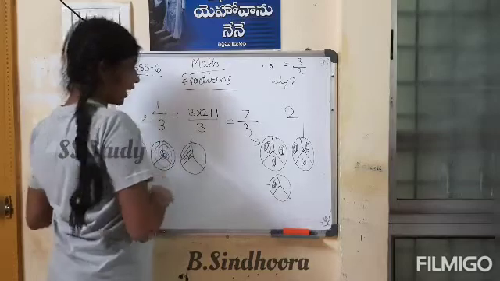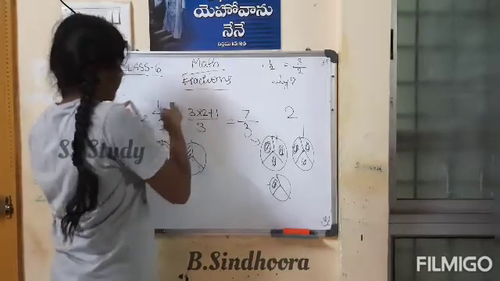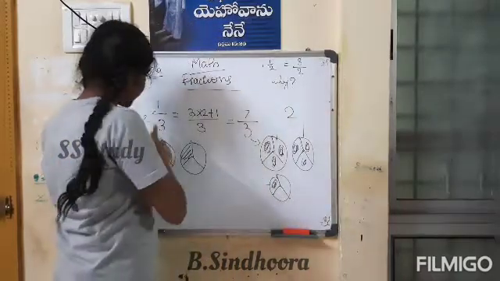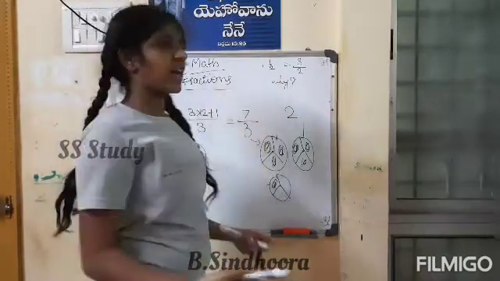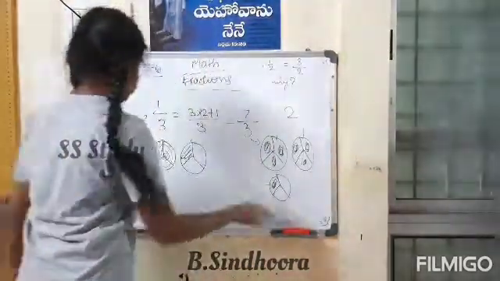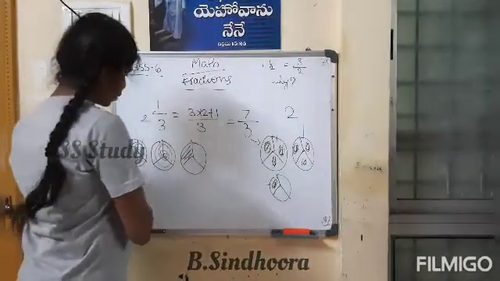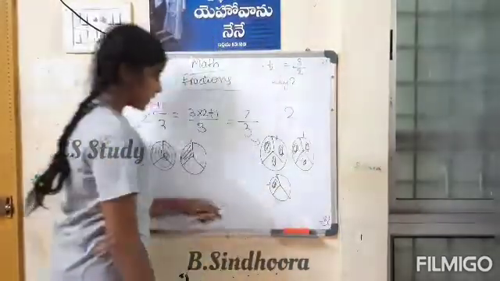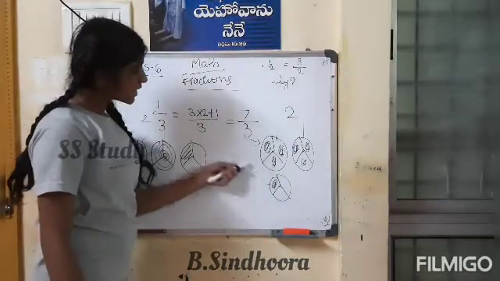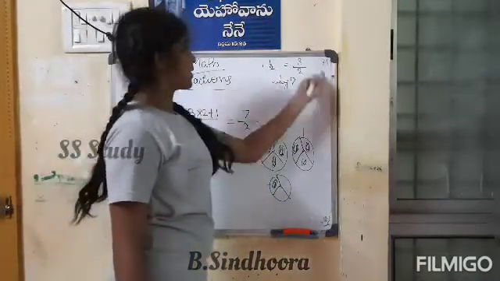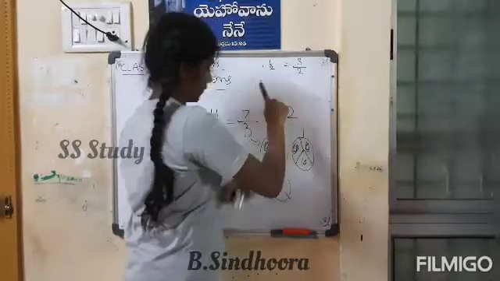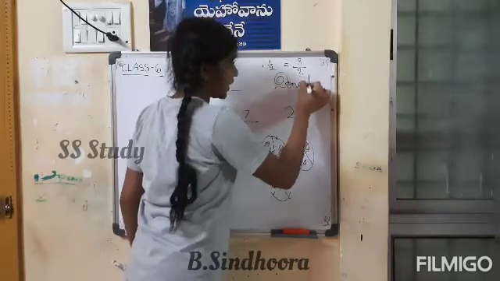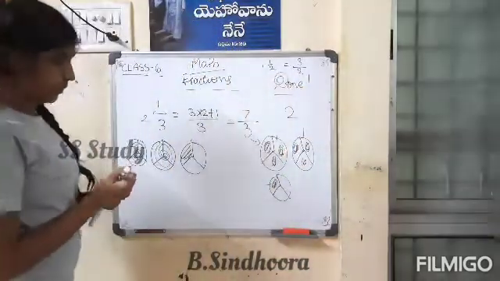Why are we converting? Because to understand, we write 2 1 by 3 as an improper fraction. 2 1 by 3 and 7 by 3 are the same. If you have doubt, draw the diagrams. See, 2 wholes, 1 by 3, 1 by 3. So this is the same. We understood. That's right. Done.